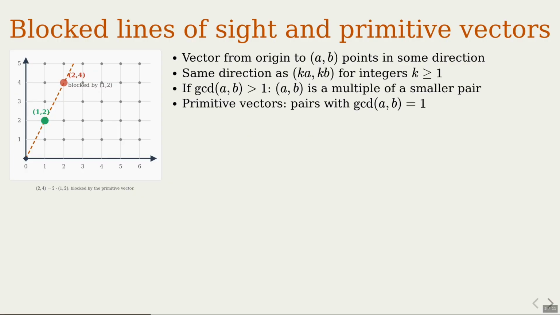So the visible points are like the primitive directions, where you cannot factor out any common integer from a and b. That is exactly the greatest common divisor equals 1 condition. It points in the same direction as the point ka, kb, for integers k greater than or equal to 1.